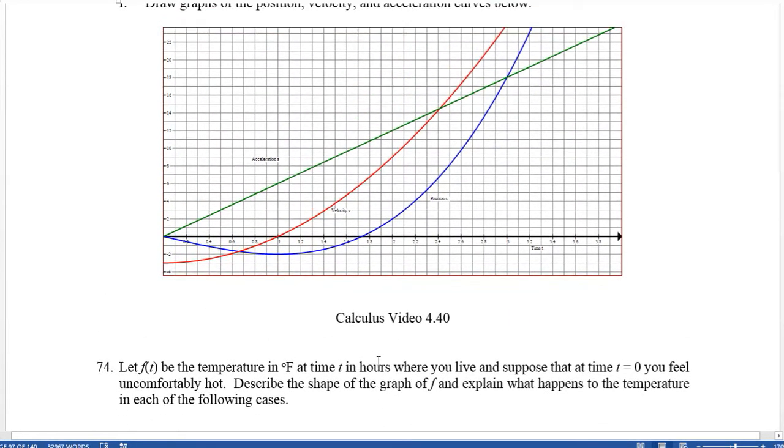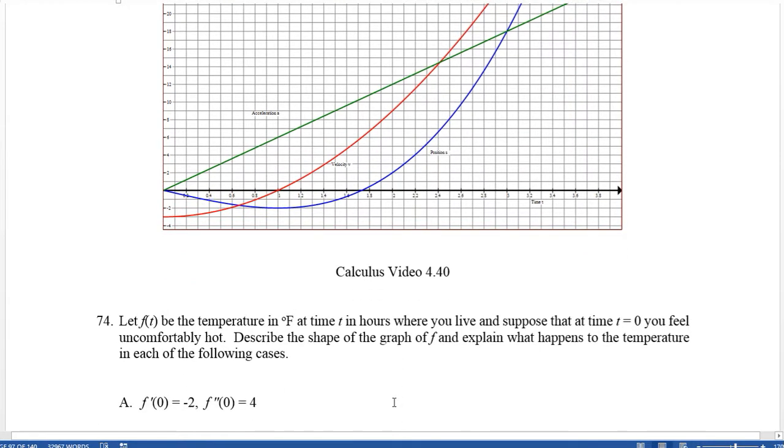So here's an example. Let f of t be the temperature in degrees Fahrenheit at a time t in hours where you live. And suppose that at time t equals 0 you feel pretty hot. Describe the shape of the graph and explain what happens to the temperature if you know this: f prime of 0 equals -2 and f double prime of 0 equals 4. So describe it in terms of just generic things in the function, but then also describe it in terms of the context of the problem here. See if you can explain this. Press pause now.